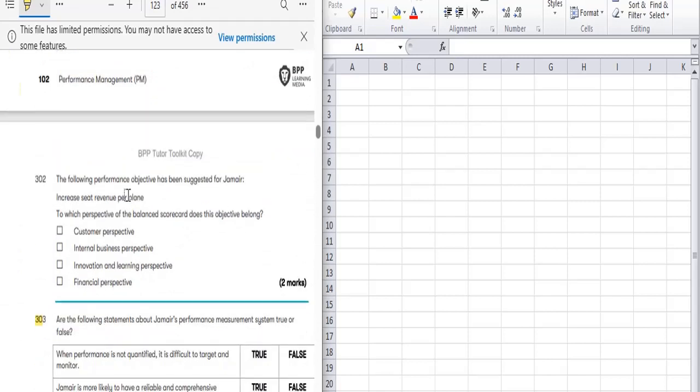The following performance objective has been suggested for the Jammer: increase seat revenue per plane. To which perspective of the balanced scorecard does this objective belong? Okay, so revenue you can find in the financial statement, so you can clearly identify this is all about the financial perspective.